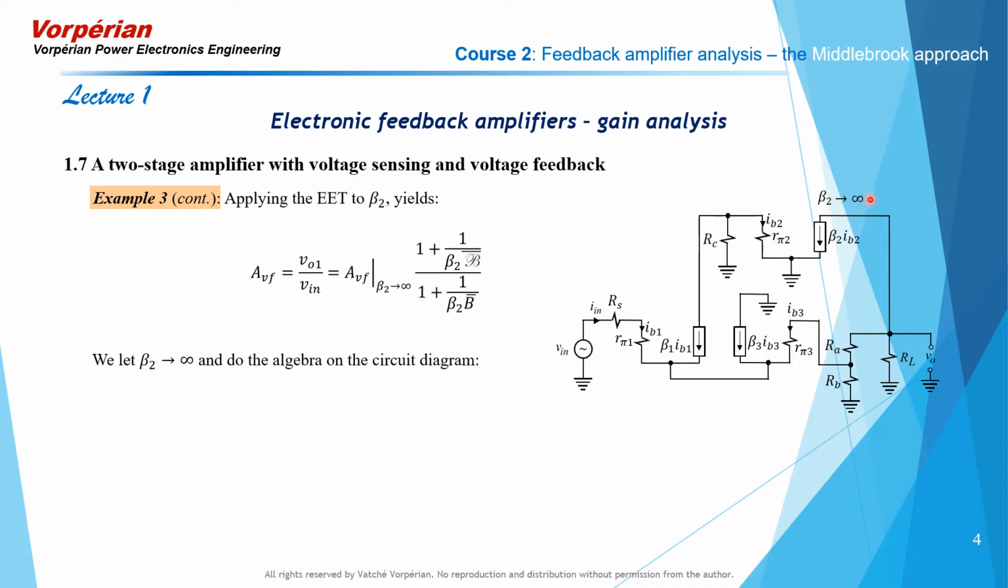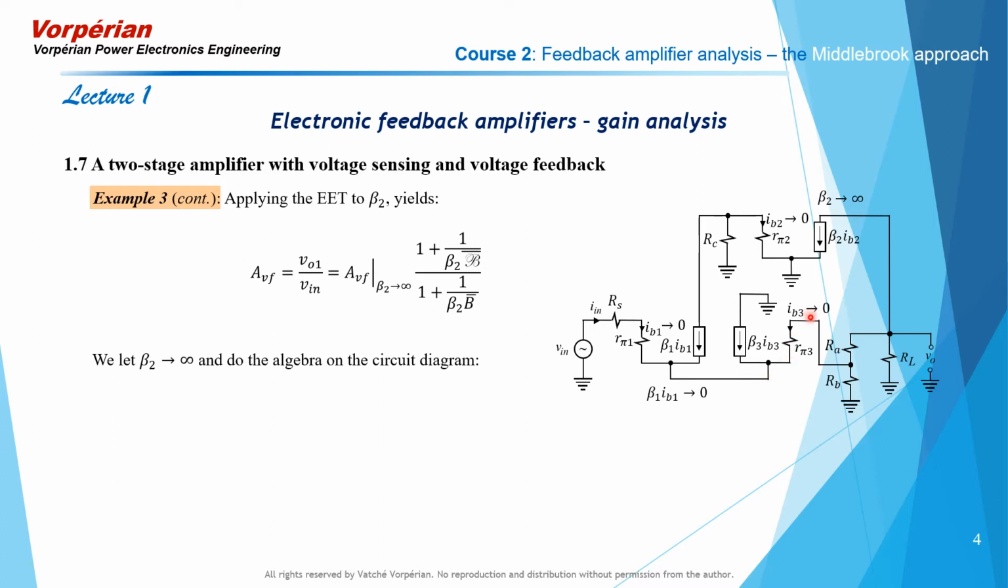When that happens, beta 2 goes to infinity, IB2 will shrink to 0. Immediately you see that makes the voltage across R pi 2 and hence the voltage across RC both go to 0, and hence there will be no current in RC and there is no current in R pi 2, hence there is no collector current in the first stage, which means that beta 1 IB1 must be 0, which means that IB1 is 0. With IB1 0 and beta 1 IB1 0, the current in this branch here is 0, and if the current in this branch is 0, it means that also IB3 must be 0 because the sum of these two is equal to that current.